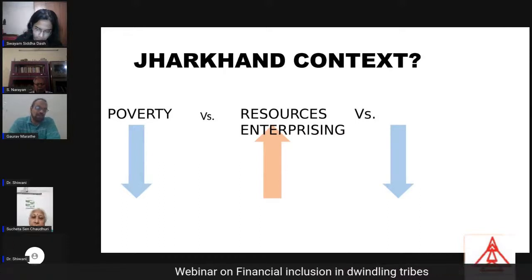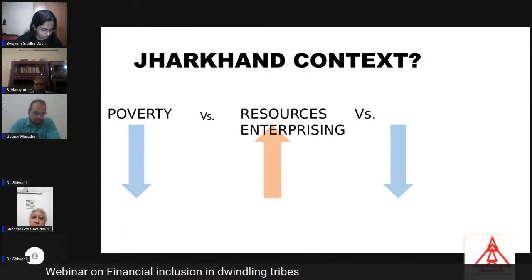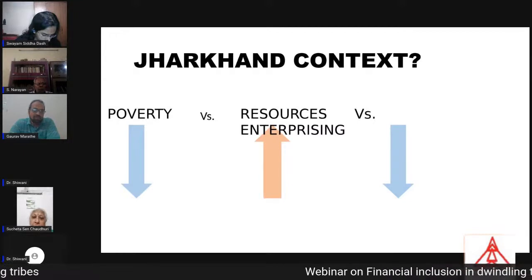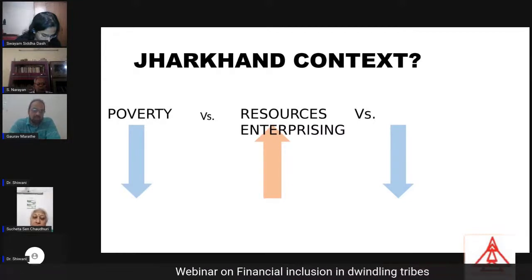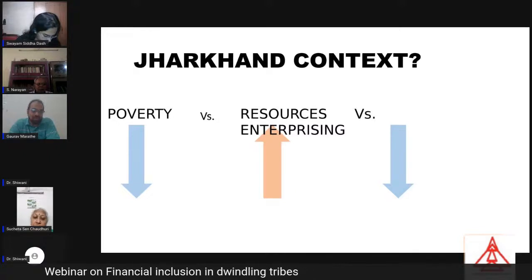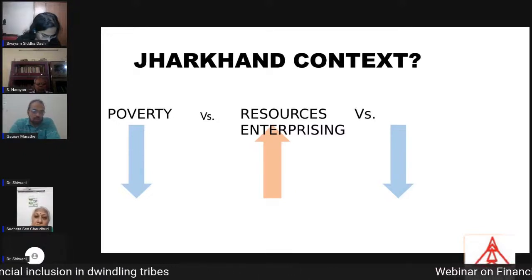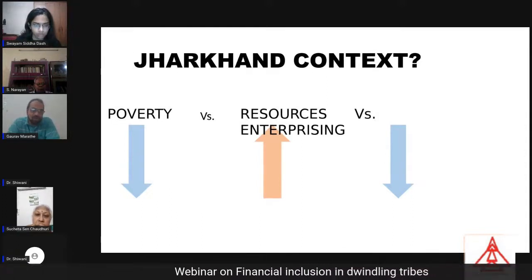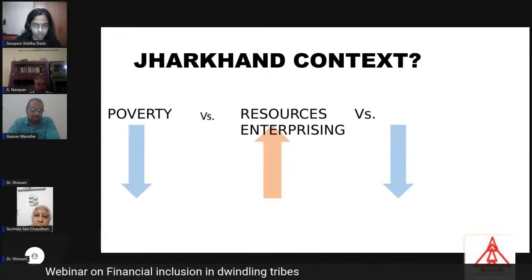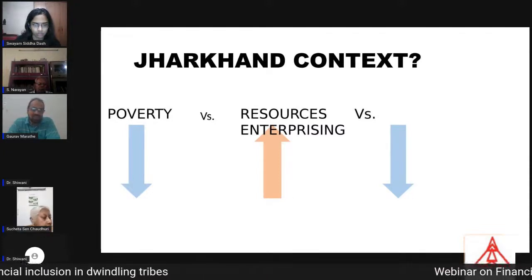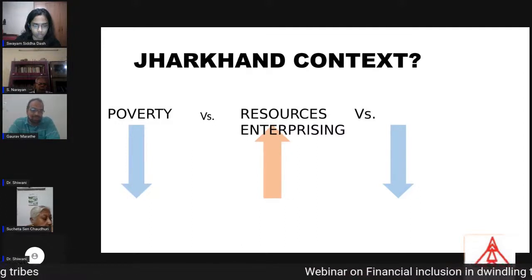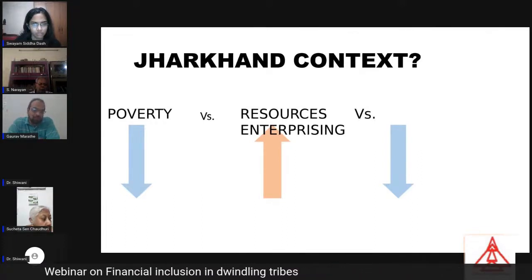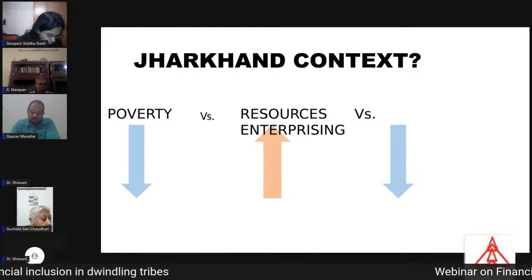And against that, if you look at enterprising, which obviously you would not expect from vulnerable tribes, but even in general among the other tribal population, enterprising is very, very low. So this is a problem that I feel needs to be addressed. On one side you have strong poverty, on the other side very high natural resources, and on yet another side a very low enterprising skill. So there seems to be a gap between these three dimensions of poverty, resources, and enterprising, and what can be done to deal with this paradox?